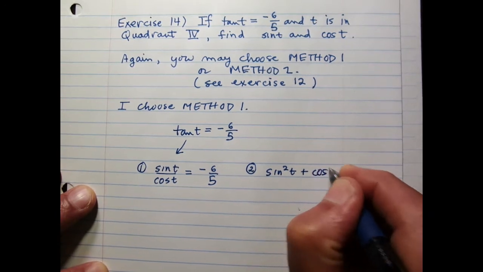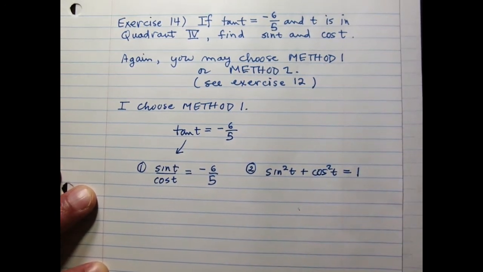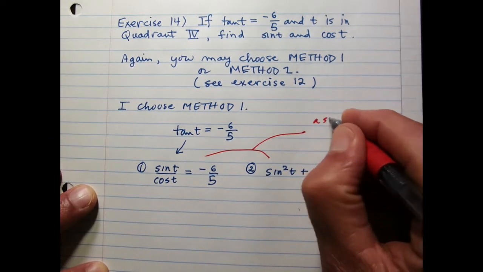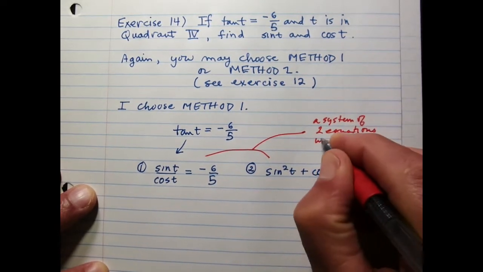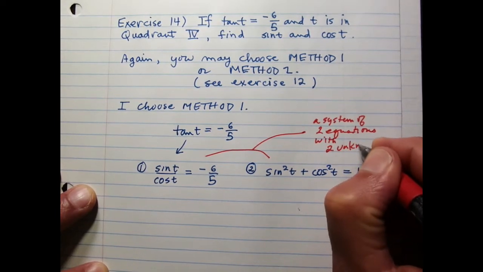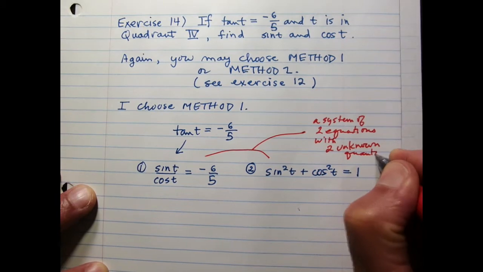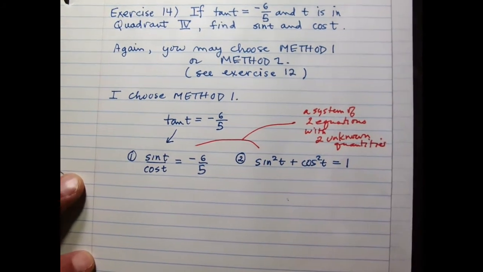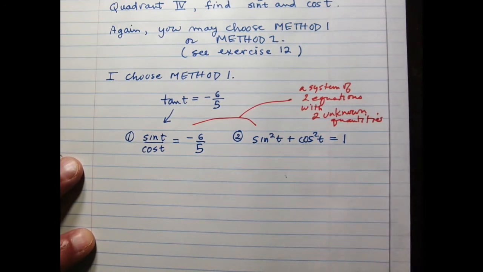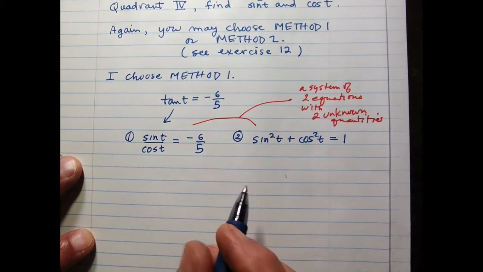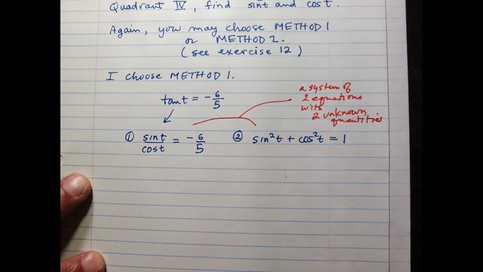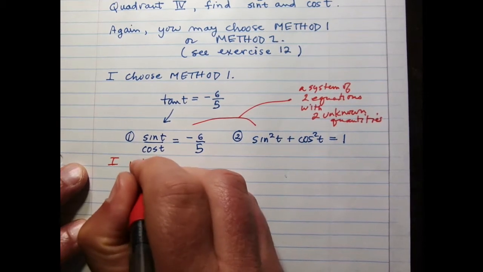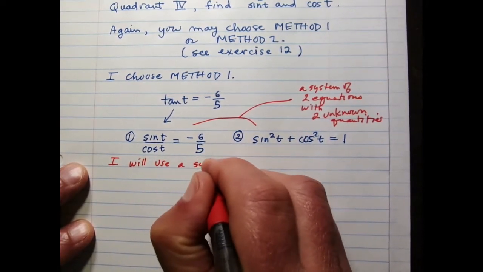And I don't have anything to plug into it yet. I just take that equation. So this is like a system of two equations with two unknown quantities. And once I have two equations and two unknown quantities, I can go ahead and solve. Now, you learn various techniques for solving a system of equations in algebra. One technique that's incredibly useful in math is called substitution. So I will use a substitution technique.